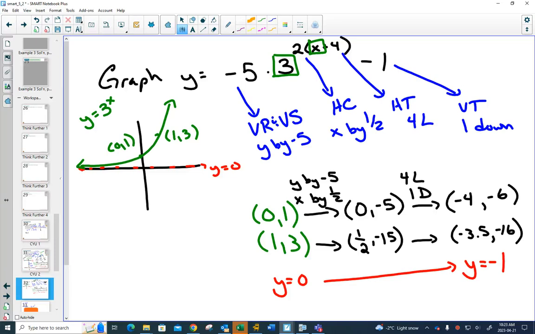First thing you can check is, did you find the corresponding points correct? So I labeled all of my stretches and compressions, set up my points and where they're going to end up. Also looked at my asymptote, and it's going to get moved one down. I can now put this information onto a new graph.